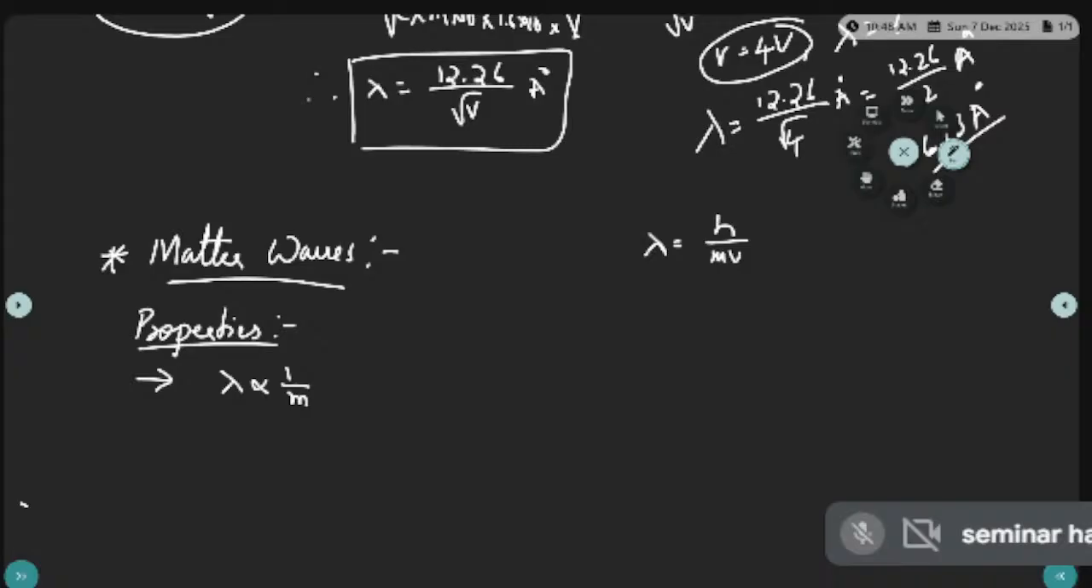Understood? I'll take two particles, both in motion. Both will get wave form, the same type of waves. Then compare the wavelengths. The lighter particle's wavelength is greater. Lighter is the particle, greater is the wavelength associated with it.